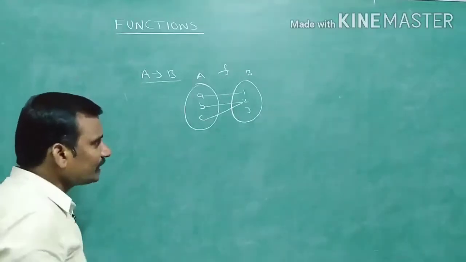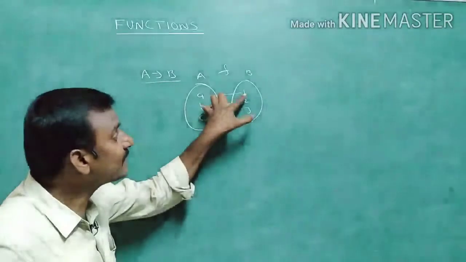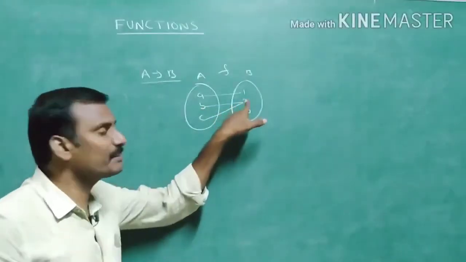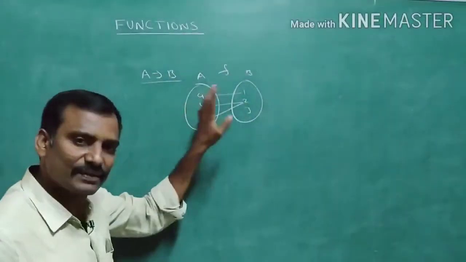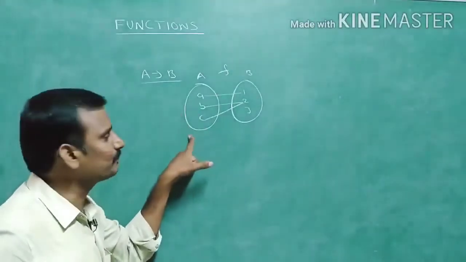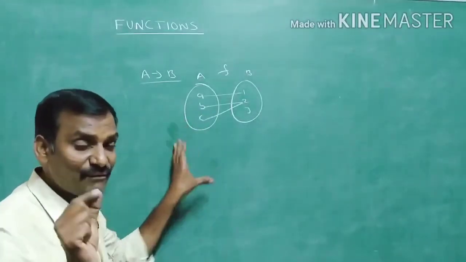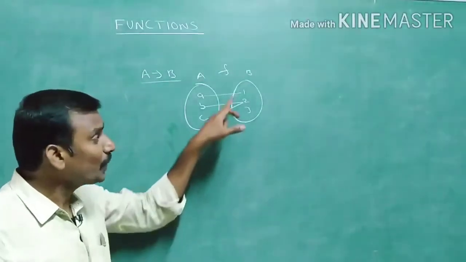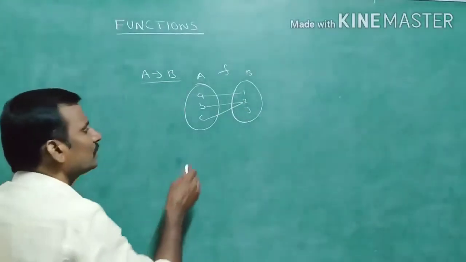Okay. Is this a function or what? Here A has the unique image 1, B has the unique image 2, C has the unique image 2. For every element A, B, C there are images, it satisfies every element in set A, and it has unique images. So it is a function. For every element in set A there is a unique image in set B. Okay. This is a function.